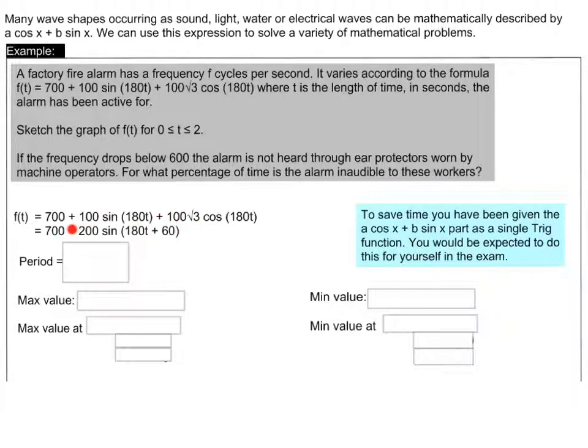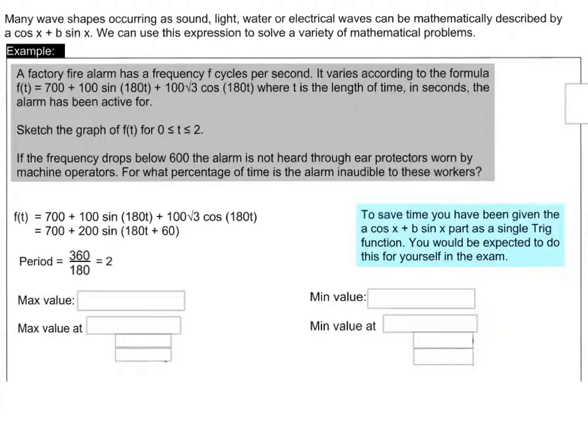Okay, so I need to sketch this. So I've got 200 sine of (180t plus 60). So first things first, I've got 180t. So that means to find the period of the wave, I need to do 360 divided by 180, which gives me a period of 2. That ties in quite nicely with the interval I've been asked to draw it between. Remember the 180 in front of the t means there's 180 waves in every 360. So being asked to draw it between 0 to 2 means we've only been asked to draw one wave.